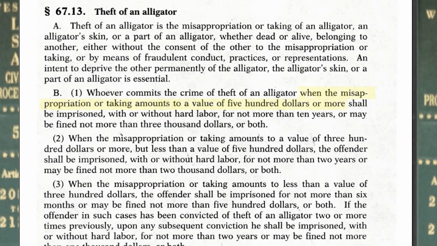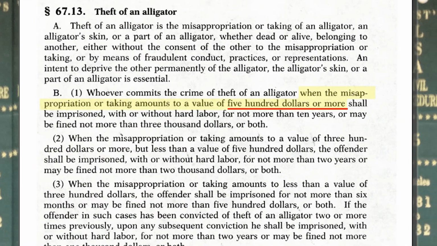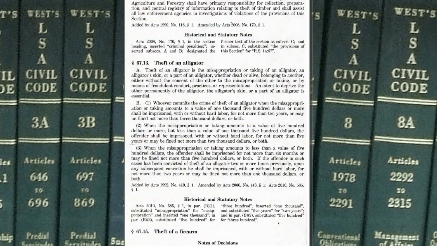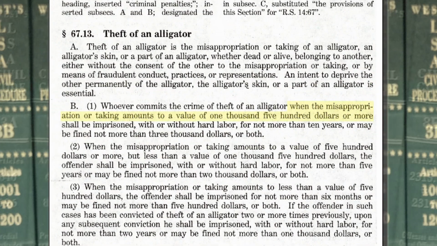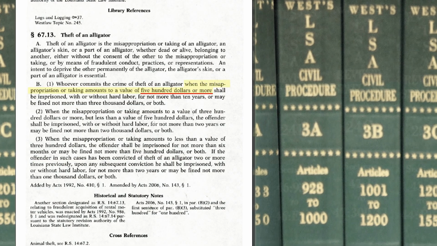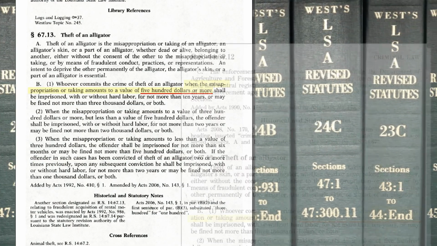So, to summarize, in the main volume, the original law said that the maximum penalty kicked in when the value of the stolen alligator or alligator parts was $500 or more, but the pocket part shows that under the current amended statute, the maximum penalty doesn't kick in until there are $1,500 worth of stolen alligator or alligator parts.